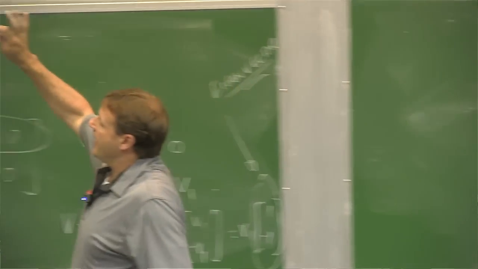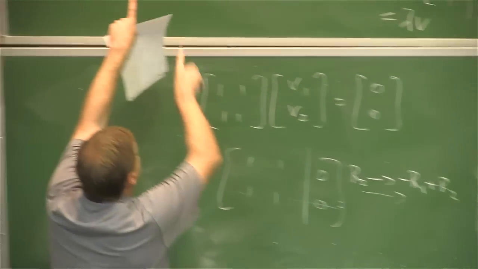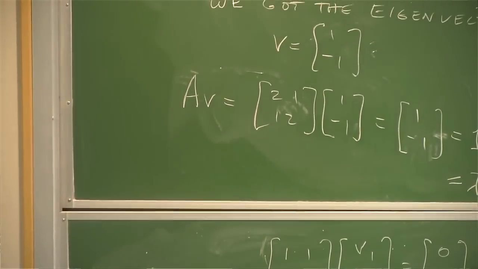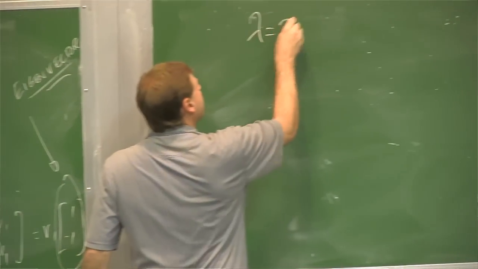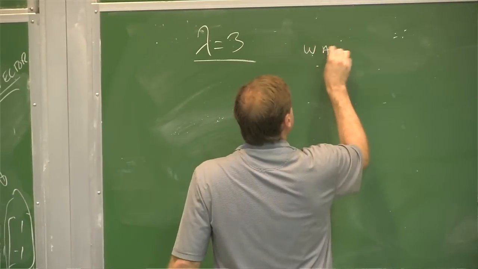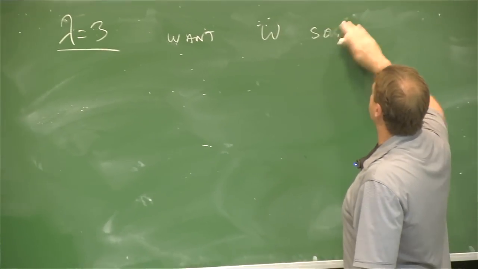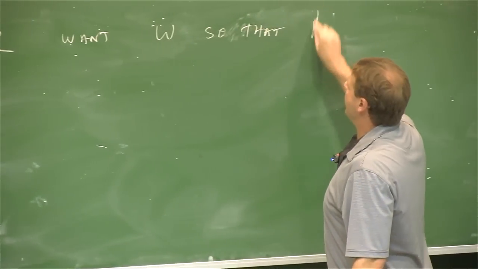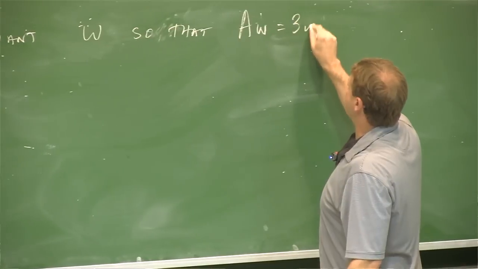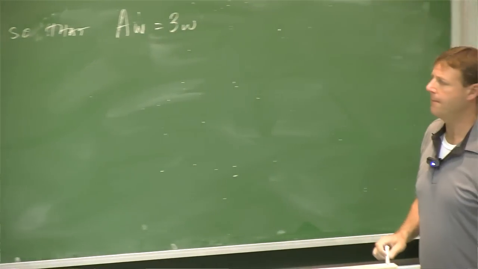So let's just recap here. Okay, I start off with lambda equals 1, and then I went and I found the vector. So now I'm going to start off with lambda equals 3, and I want some vector, let's call it w, so that AW is equal to 3W. That's what I want.